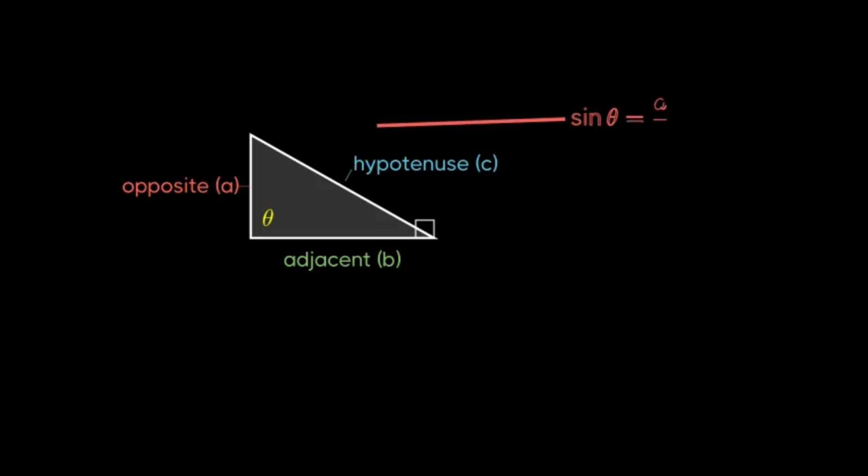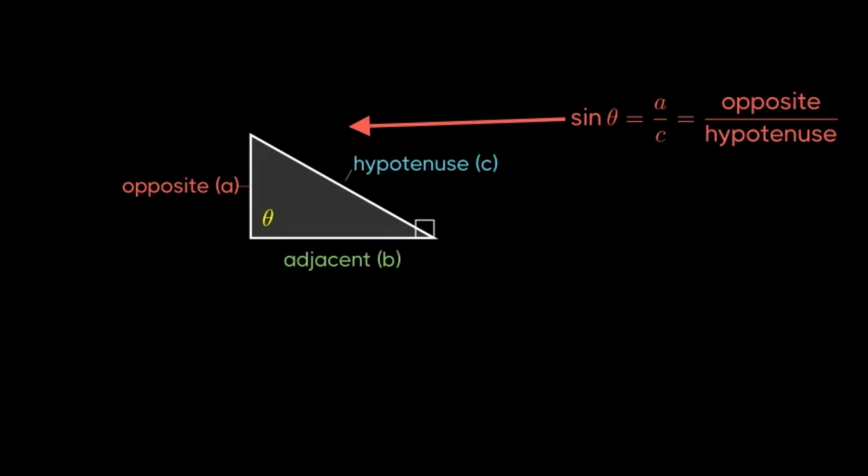Let's explore the fundamental trigonometric ratios using a right triangle. In trigonometry, we use the sides of a right triangle to define ratios that describe the relationships between angles and sides. In this right triangle, we have three key sides: the opposite side shown in red, which is across from our angle theta, the adjacent side shown in green, which is next to our angle, and the hypotenuse shown in blue, which is always the longest side opposite the right angle.